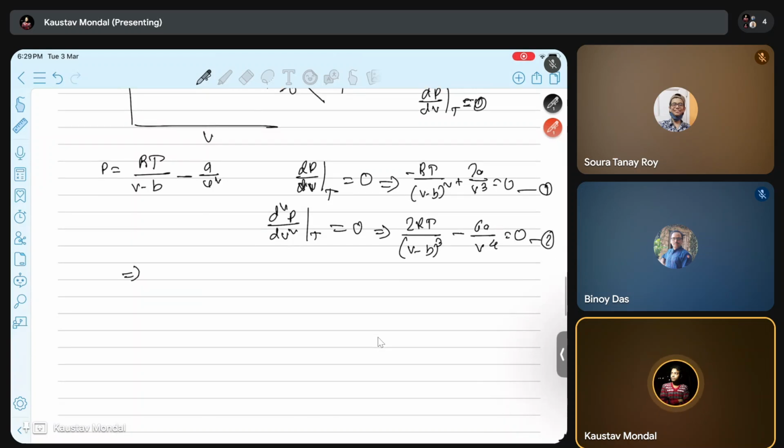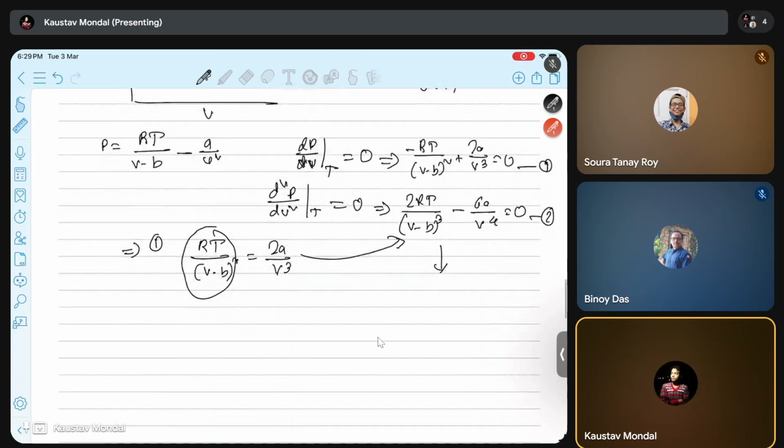So from here, doing some rearranging of terms, we can write RT by (V minus b) whole square equal to 2a by V cube. Now from this expression of RT, you can substitute it here, and after doing that substitution, you will get, all this is happening at T equal to Tc. So T equal to Tc.